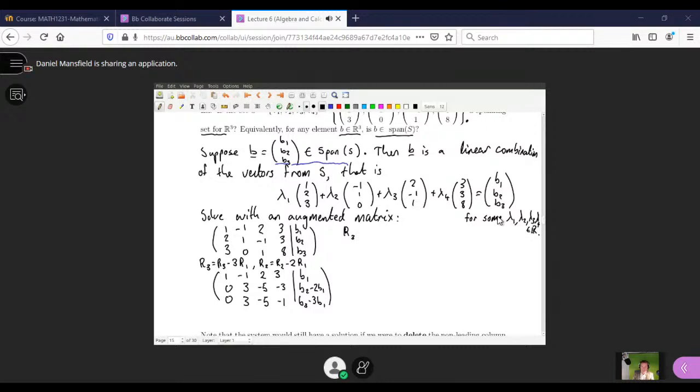And then I'll do row 3. Row 3 is row 3 minus row 2. And I'll get 1, 0, 3, minus 5, minus 3, 0, 0, 0, 2. And this will be B3 minus B2. And I've got minus 3B3, and I'll add 2B1. Minus 3B1, and I'll add 2B1s, gives me minus B1. Behold, row echelon form of my matrix.